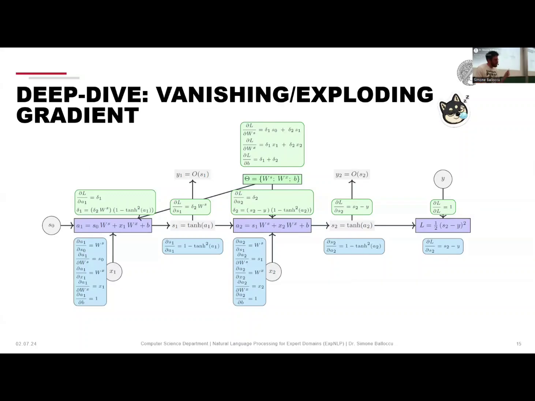So this is the backpropagation of a toy RNN, which does 2 steps. What I want you to notice is that we are using the hyperbolic tangent, it's like here, it's like here. Okay, so this is our nonlinearity. Now, this means that at some point we're going to multiply stuff by the derivative of the hyperbolic tangent.